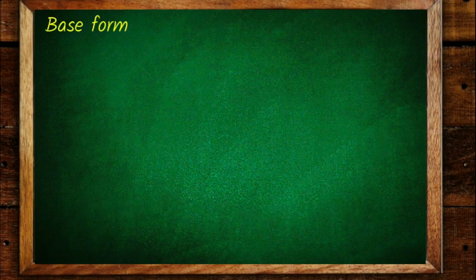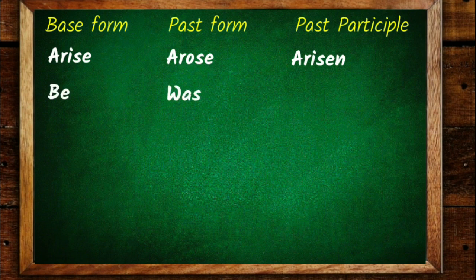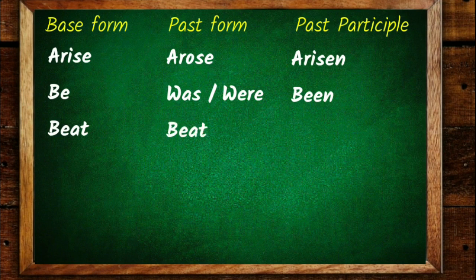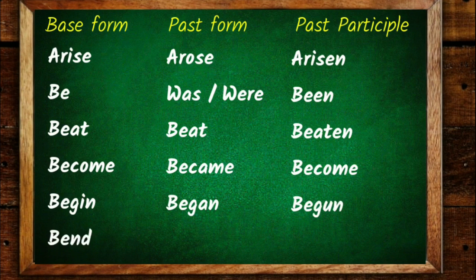So we'll take the base form, past form, and participle form. Arise, arose, arisen. Be, was, were, been. Beat, beat, beaten. Become, became, become. Begin, began, begun. Bend, bent, bent.